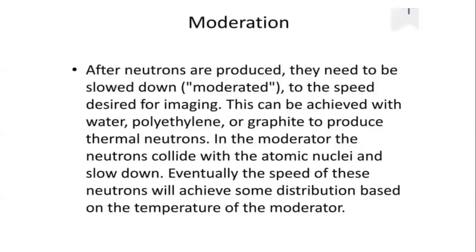Moderation. After neutrons are produced, they need to be slowed down to the speed desired for imaging. This can be achieved with water, polyethylene, or graphite to produce thermal neutrons. In the moderator, the neutrons collide with the atomic nuclei and slow down. Eventually, the speed of these neutrons will achieve some distribution based on the temperature of the moderator.